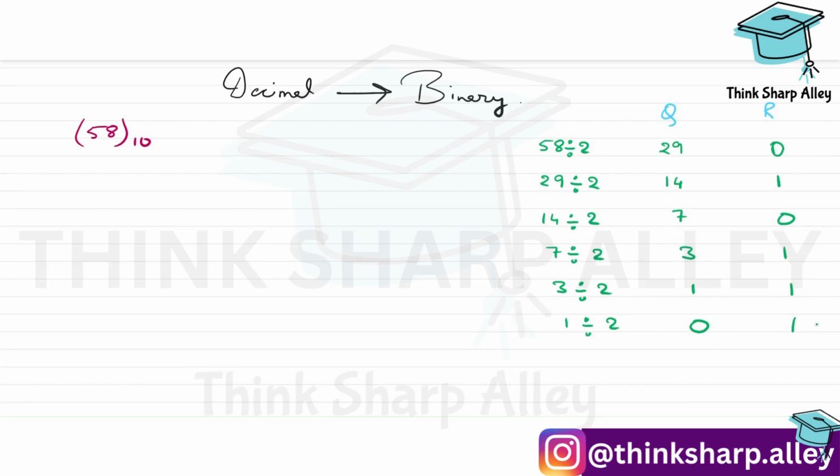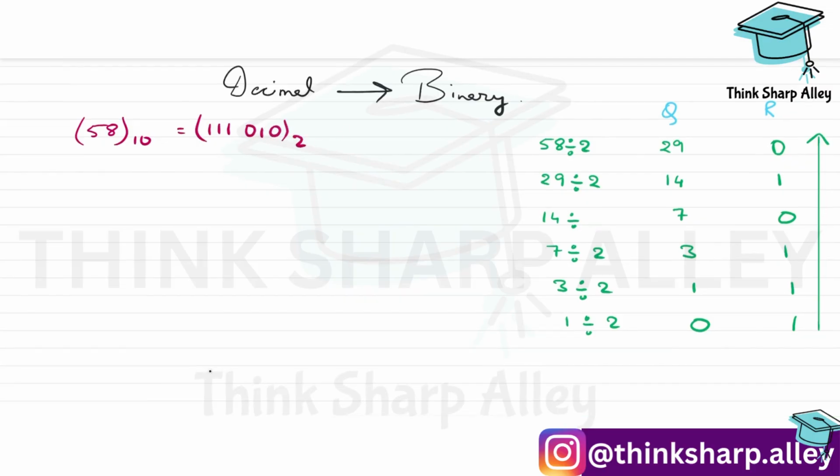Finally, we write the remainders in the reverse order, that is from bottom to top. So my answer over here will be 1111010. Don't forget to write the base, the radix.